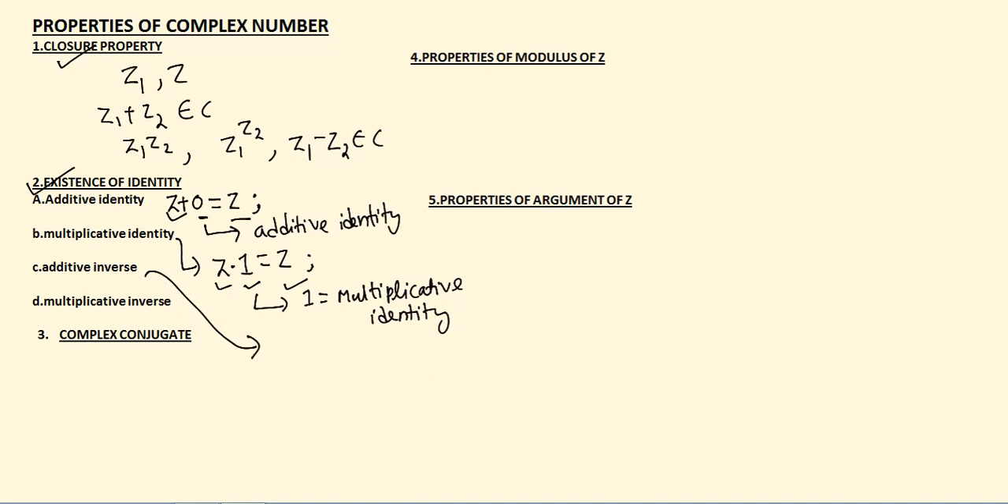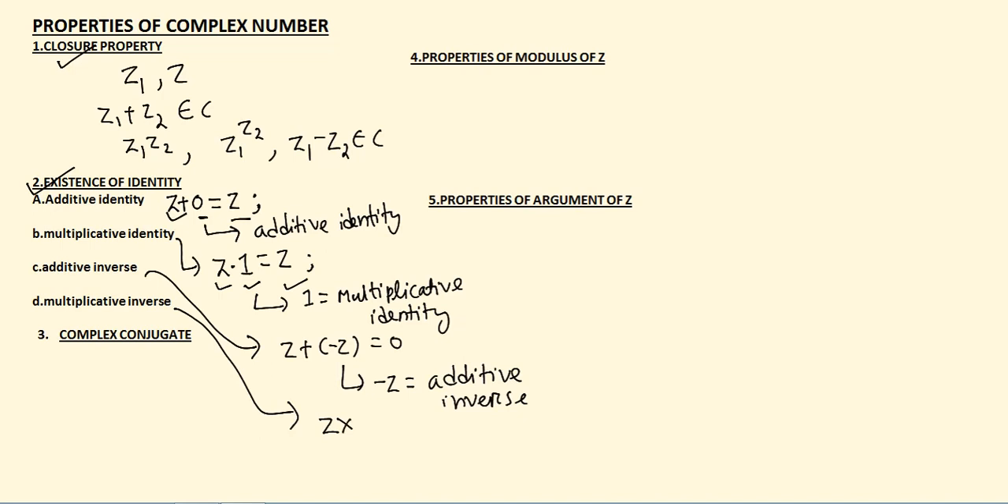Similarly, for additive inverse we can write z plus minus z equal to 0. Here minus z is called the additive inverse. Similarly, for multiplicative inverse we can write z into 1 by z equal to 1. Here 1 by z is called multiplicative inverse.